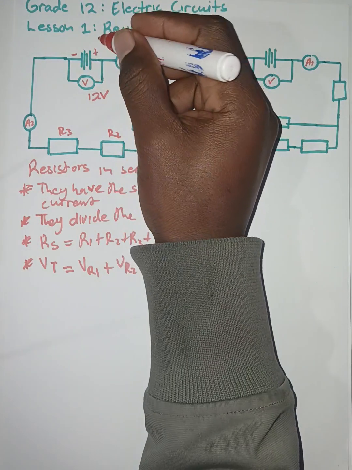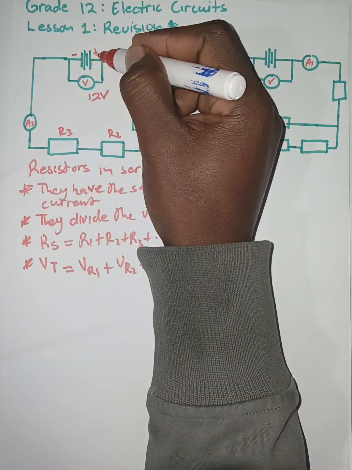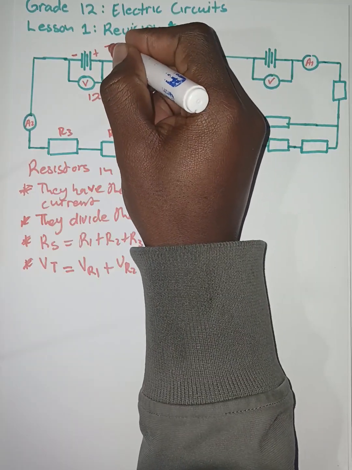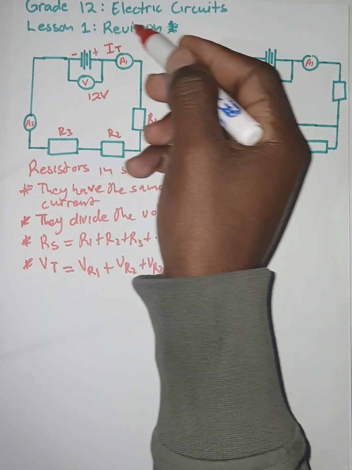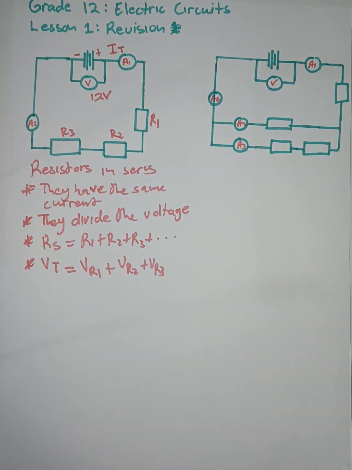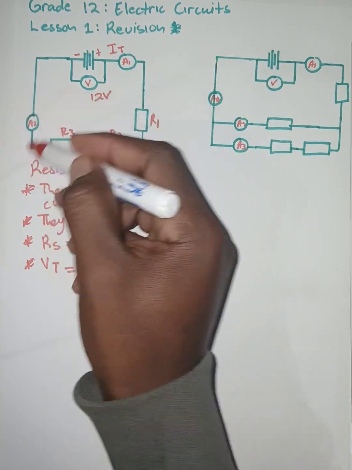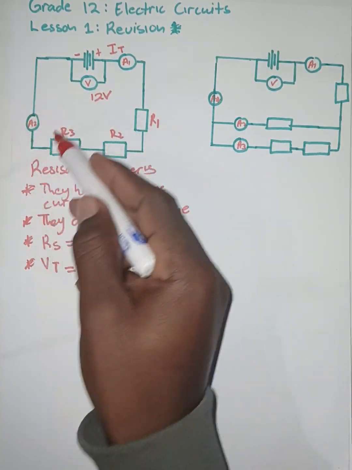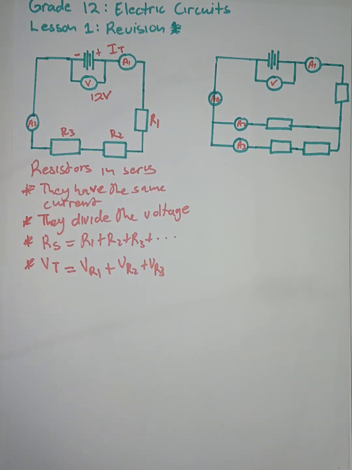So the current that comes out of the battery would be I total, right? This would be the total current. The current passing at ammeter A1 would also be the total current, and the current passing at A2 would also be the total current in our circuit. So that's one thing that you must note.